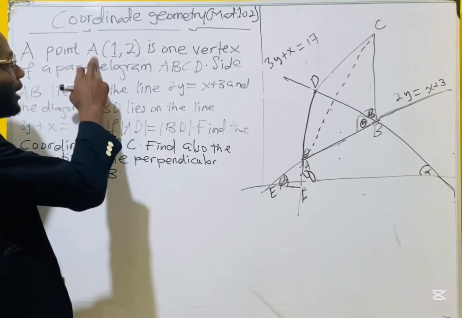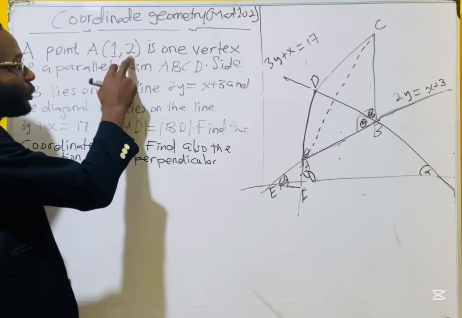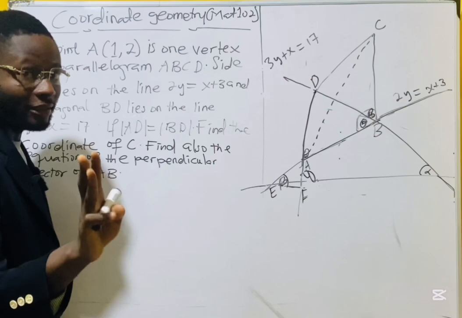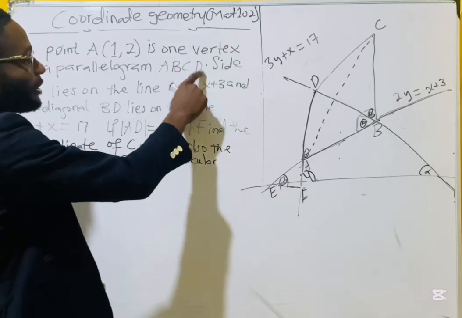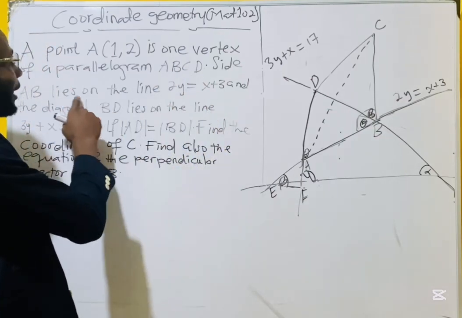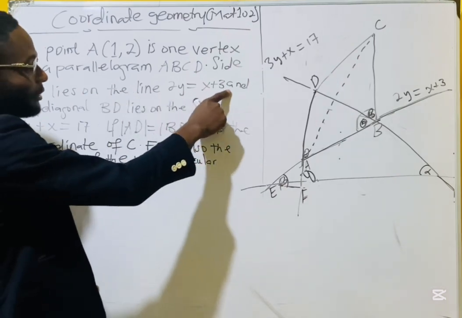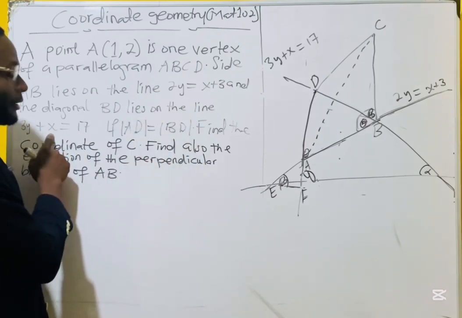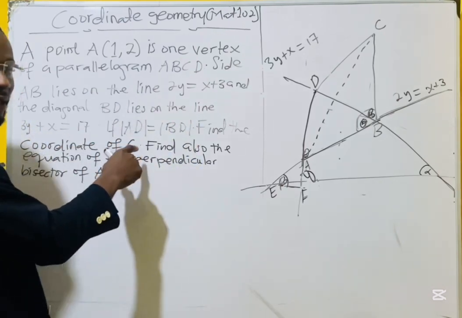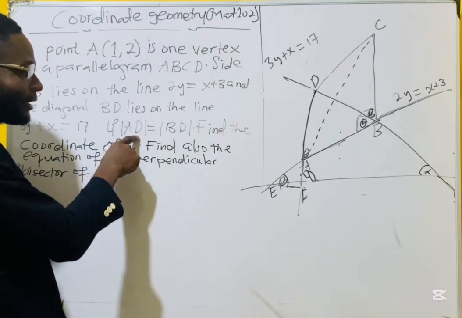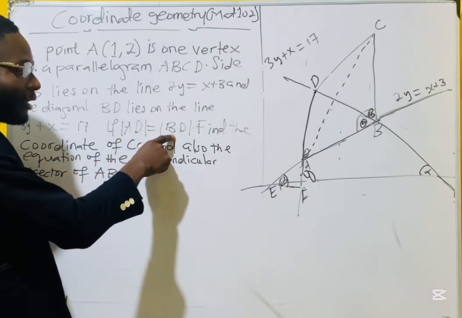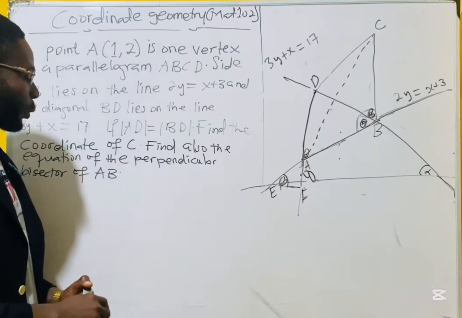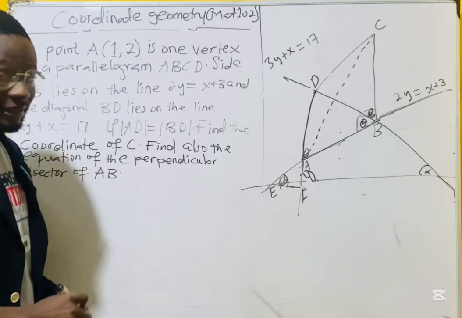A point A of coordinate (1, 2) is one vertex of a parallelogram, okay? You know, a parallelogram has four sides, right? That's A, B, C, D. And the side AB lies on the line 2y equals x plus 3, and the diagonal BD lies on the line 3y plus x equals 17. Now, the question is saying that if AD is equal to BD, then we should find the coordinate of C and also find the equation of the perpendicular bisector of AB.